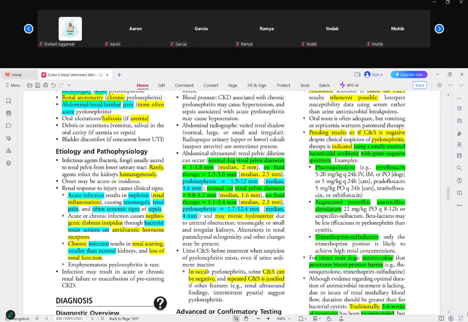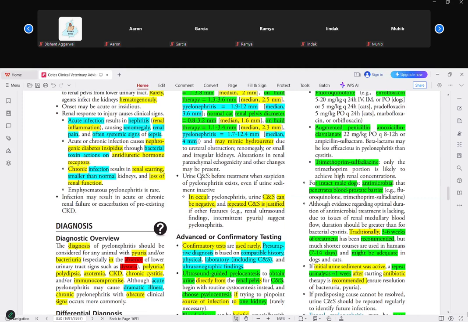In case of pyelonephritis, renal pelvis dilation will be there. That is actually the diagnosis of pyelonephritis on the ultrasound. Yesterday's question answer was this ultrasound: you diagnose pyelonephritis on the ultrasound too.